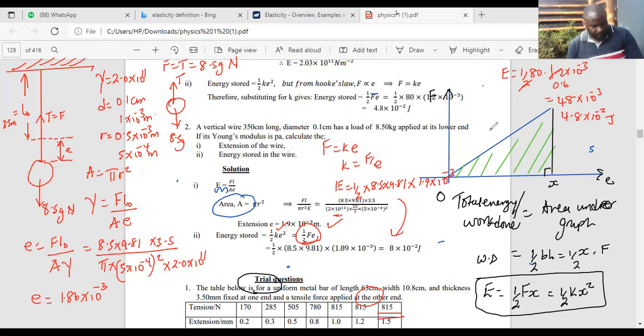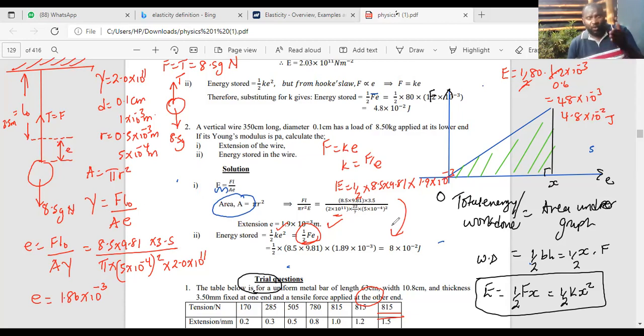Okay? So you can have that one down. And then you have some trial questions there. There are also experiments which are set in the practicals, from the cases of simple harmonic motion by oscillating springs, from the cases of extension by extending materials.